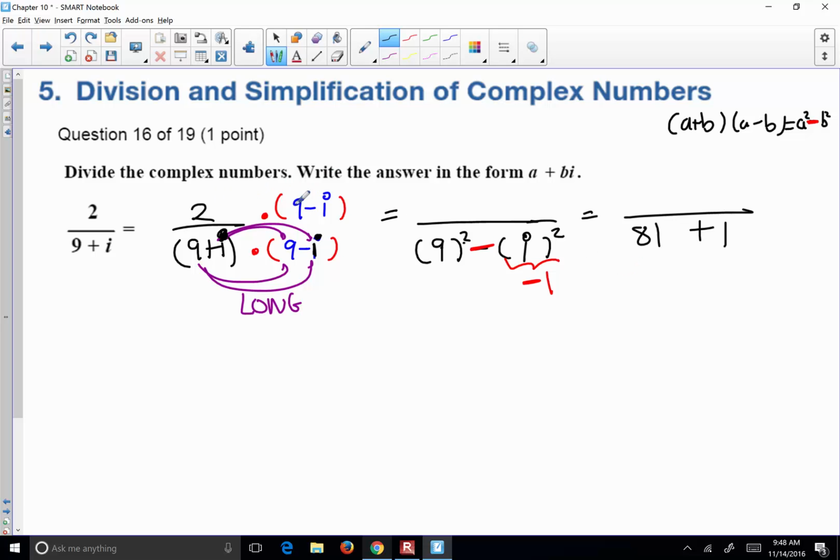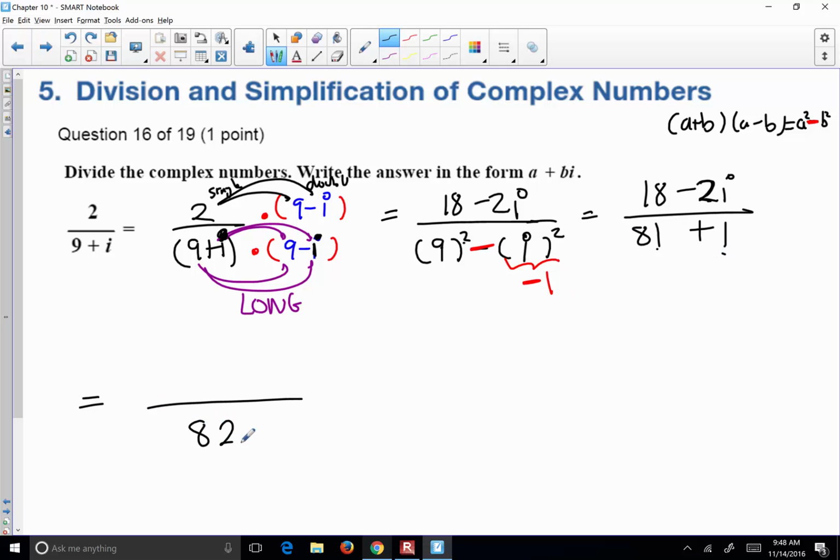How about the top? We didn't do the top, but this is a single and this is a double term. How do you multiply a single by a double? Distribute this single to both terms. So 2 times 9 is 18 minus 2i. 18 minus 2i. Are we done? Are we through with division? No. 81 plus 1 is computable. What is 81 plus 1? 82. Are we done now?